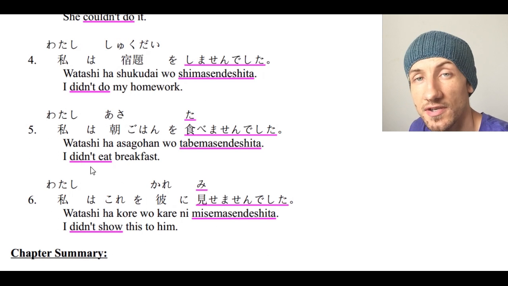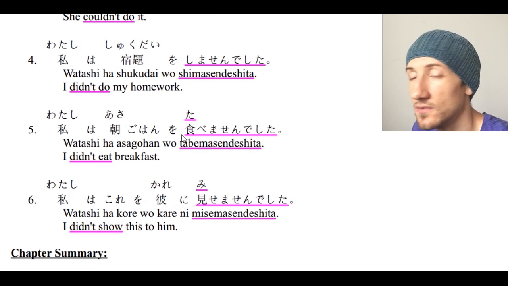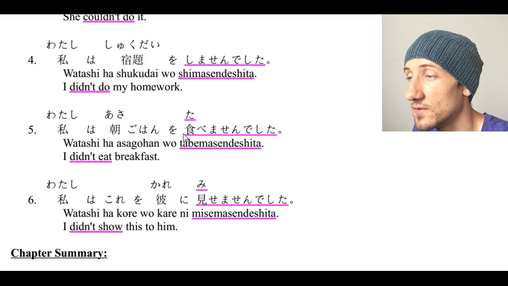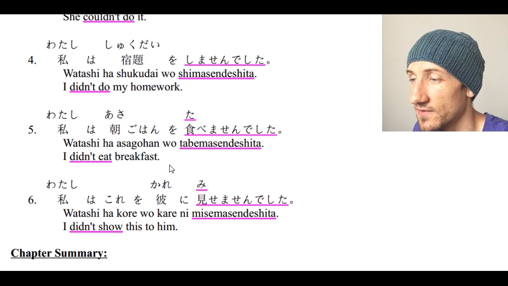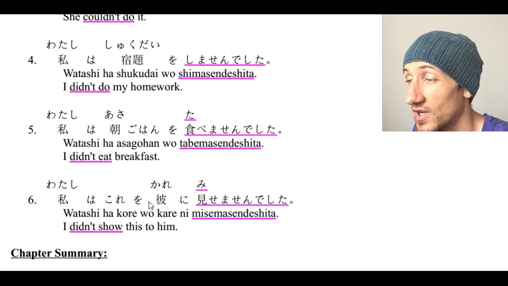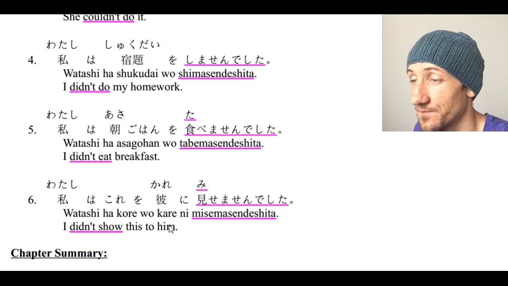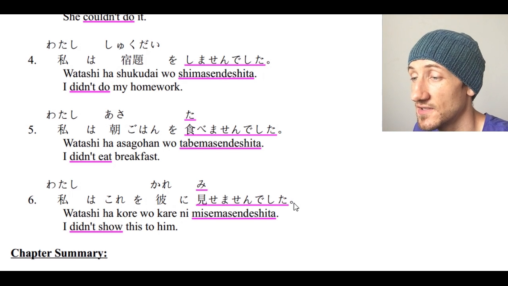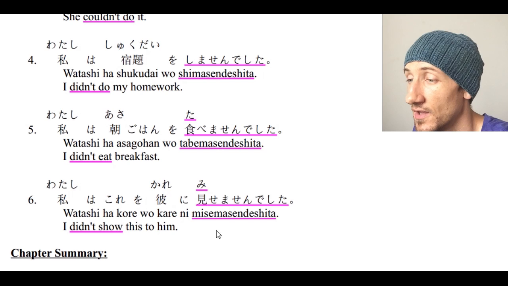Number five. 私は朝ごはんを食べませんでした。 I didn't eat breakfast. And the last one, number six. 私はこれを彼に見せませんでした。 I didn't show this to him.